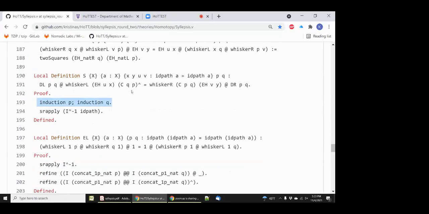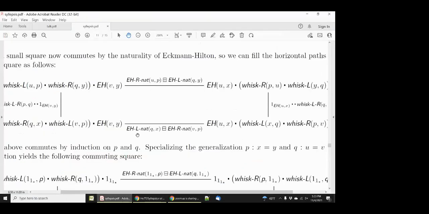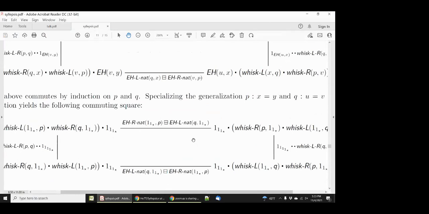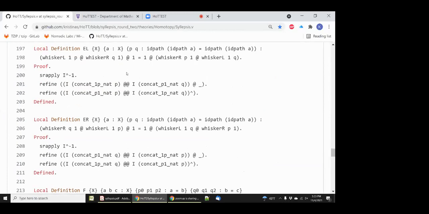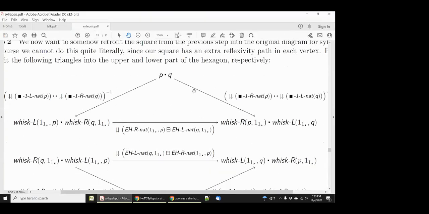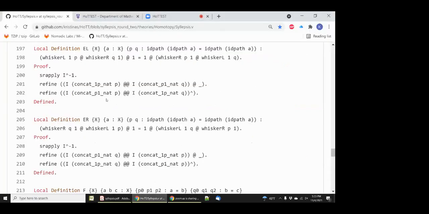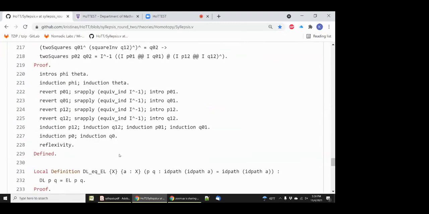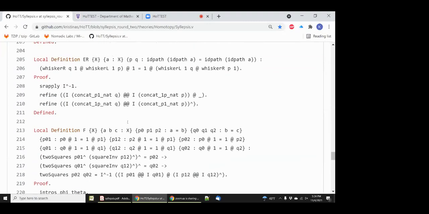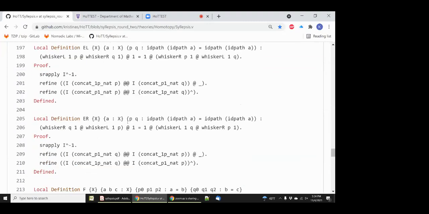As we can see, induction P, induction Q, and then just something obvious. So we have that this square commutes. That finishes step one. Now step two is proving that these triangles commute. Again, we use a suitable generalization. That's what the F is for. It generalizes the EL, so whisker.